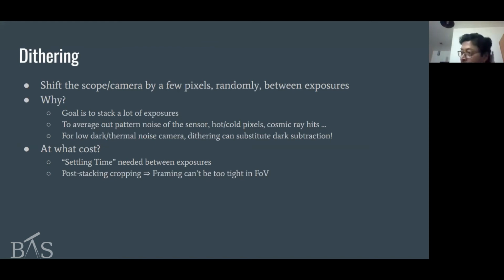For DSLR, it means taking a lot of bias frames, but taking a lot of bias frames does not work for CMOS cameras all the time, because even the bias changes. You see the pattern noise varies from exposure to exposure. So the strategy that we use is that we shift every frame a little bit between exposures, randomly, and ultimately when you stack, things are going to get averaged out normally, and you would get rid of the pattern noise, hot and cold pixels, and cosmic ray hits, etc.